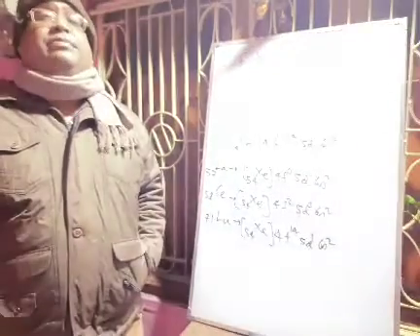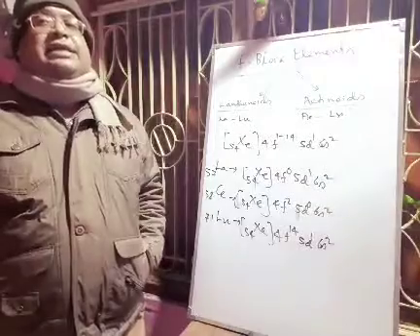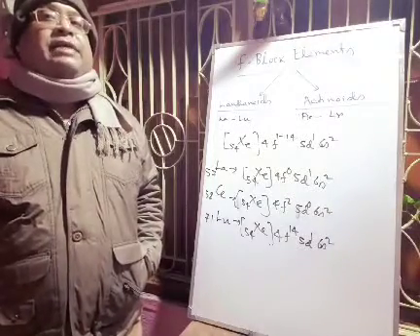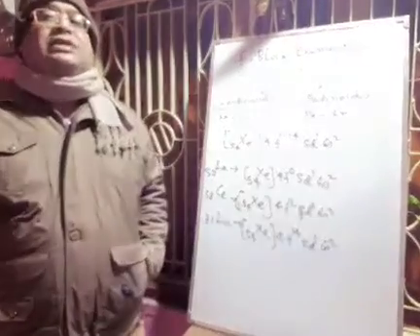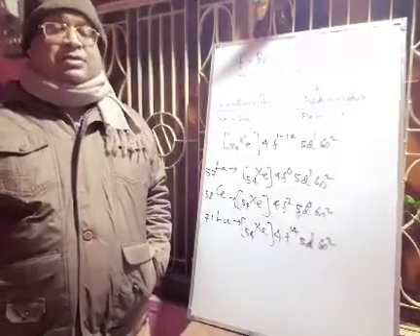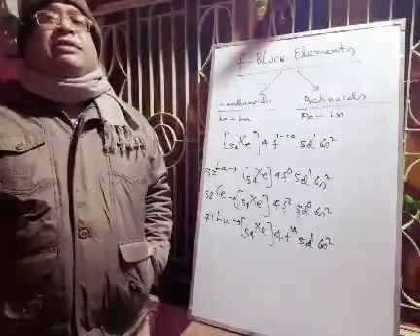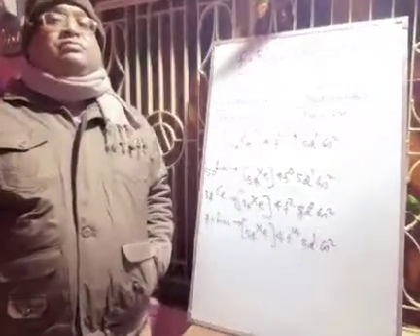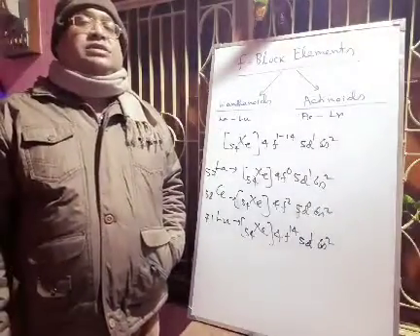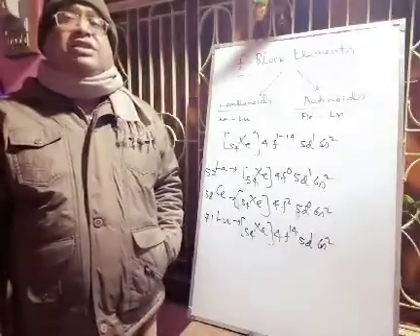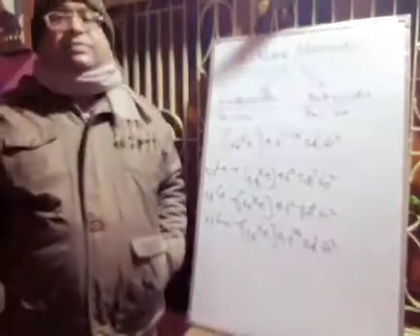Next, melting point and boiling point. These elements, lanthanides and actinides, have fairly high melting points, around 1000 Kelvin to 1200 Kelvin. Only samarium melts at a very high temperature, around 1623 Kelvin.